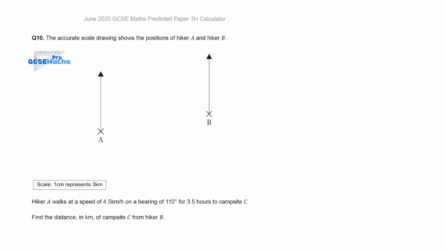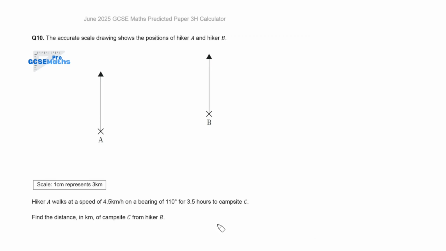So question 10, the accurate scale drawing shows the positions of hiker A and hiker B. The scale you can see is 1 centimetre, so on your actual, whatever you printed it out as, 1 centimetre represents 3 kilometres. Hiker A walks at a speed of 4.5 kilometres per hour on a bearing of 110 degrees for 3.5 hours to campsite C. Find the distance in kilometres of campsite C from hiker B. So we need to find out where campsite C is first.